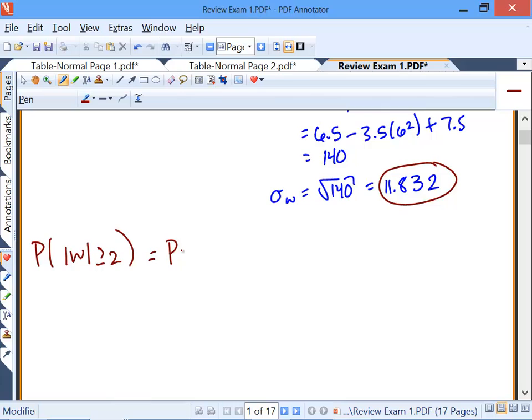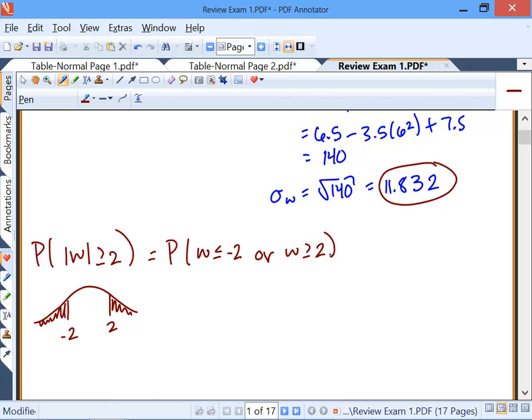I wanted to first get rid of the absolute value. So if the absolute value of W is greater than or equal to 2, here's my 2, here's my negative 2. Am I looking for the area in between or the area on the outsides? Outsides, because the absolute value is greater than or equal to 2. So I'm looking for the probability that W is less than or equal to negative 2, or W is greater than or equal to positive 2.